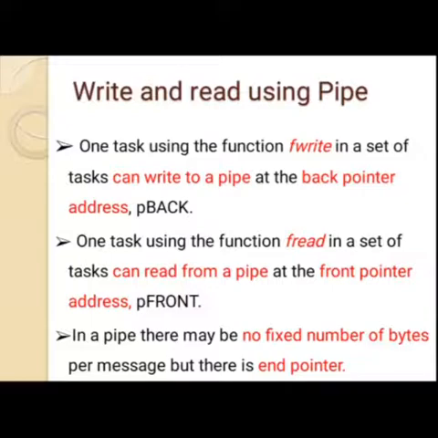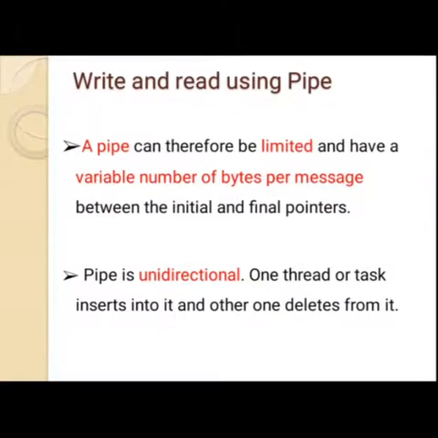It is also very clear that in a pipe there is no fixed number of bytes per message, but there is an end pointer. Therefore, pipe size is limited and has a variable number of bytes per message between the initial and final pointers. Also, a pipe is unidirectional, that is, one thread or task inserts into the pipe and the other one deletes from it.